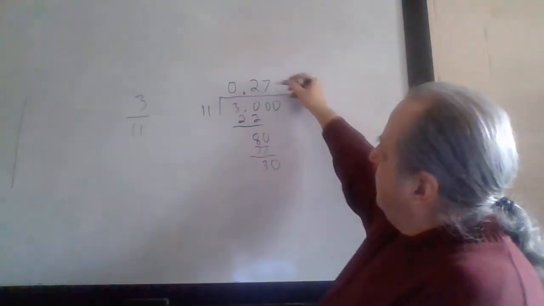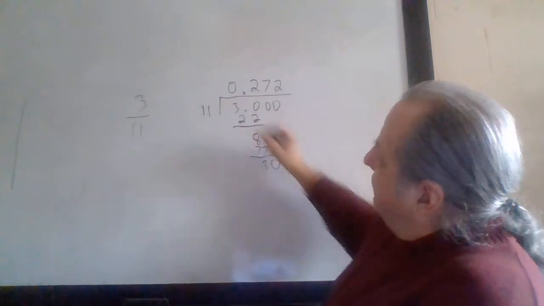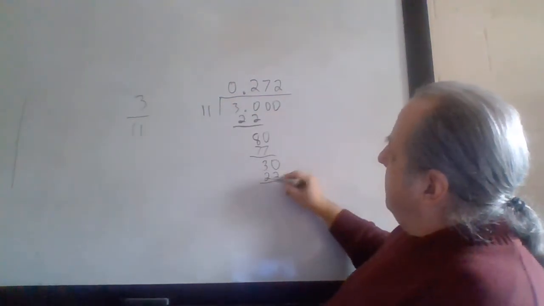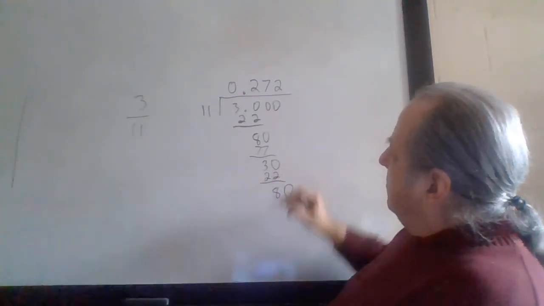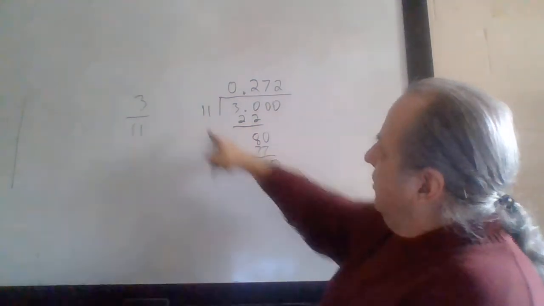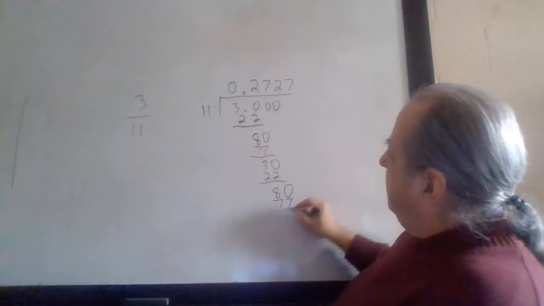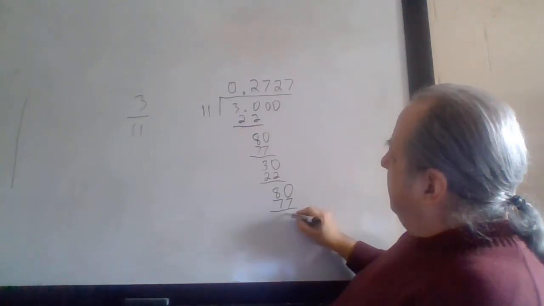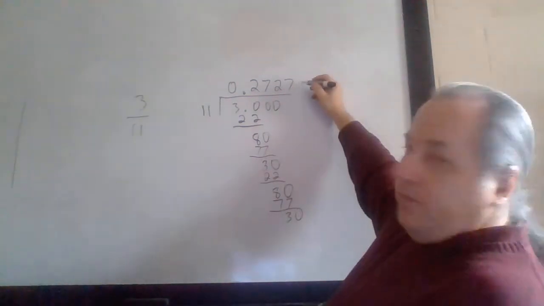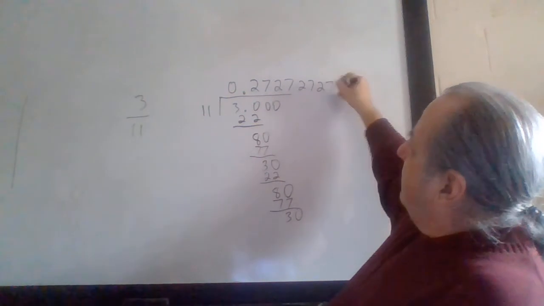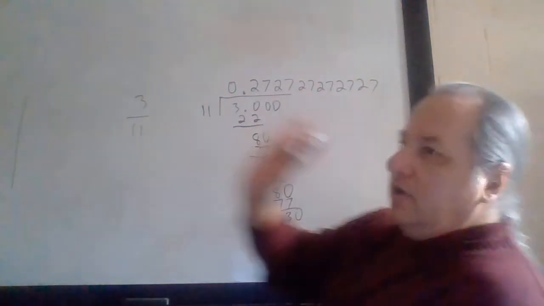11 goes into 30 twice. 2 times 11 is 22. 30 minus 22 is 8. I have a remainder, bring down another 0. 11 goes into 80 7 times. 7 times 11 is 77. 80 minus 77 is 3. Bring down another. So can you see the pattern? It's going to be 27, 27, 27, 27, 27, and never end.